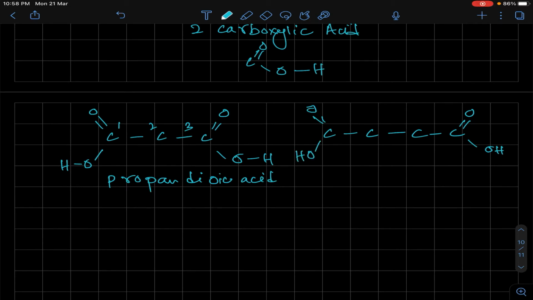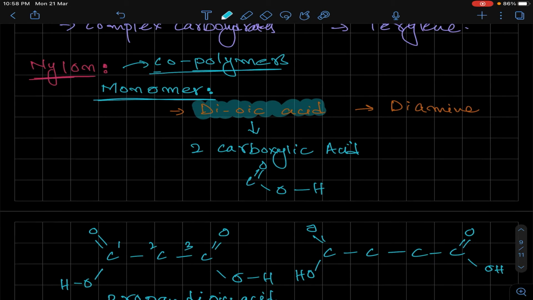But while drawing the structure of nylon, the number of carbon atoms does not matter, and that's why we have written dioic acid, right? So it could be 4 or 5 or 6. Normally it is a dioic acid with 6 carbon atoms, but no one will ask you about this thing, so you just simply memorize dioic acid. And the other monomer which we need is a diamine.